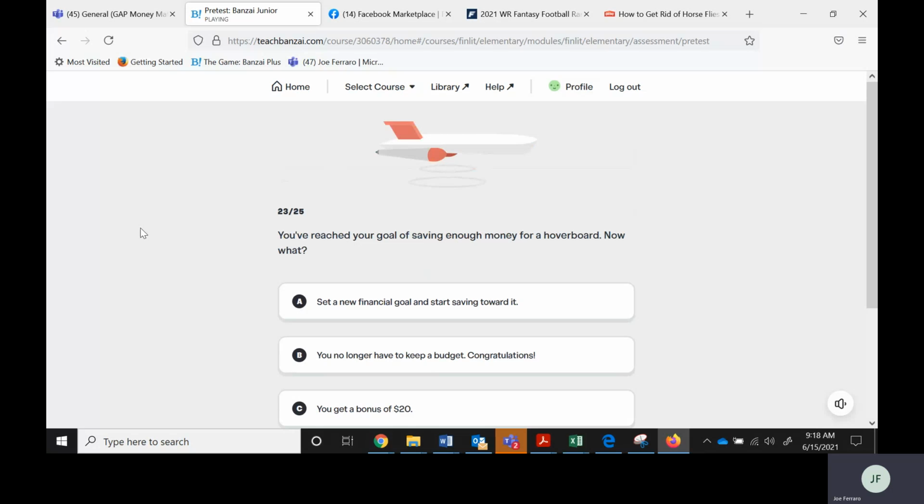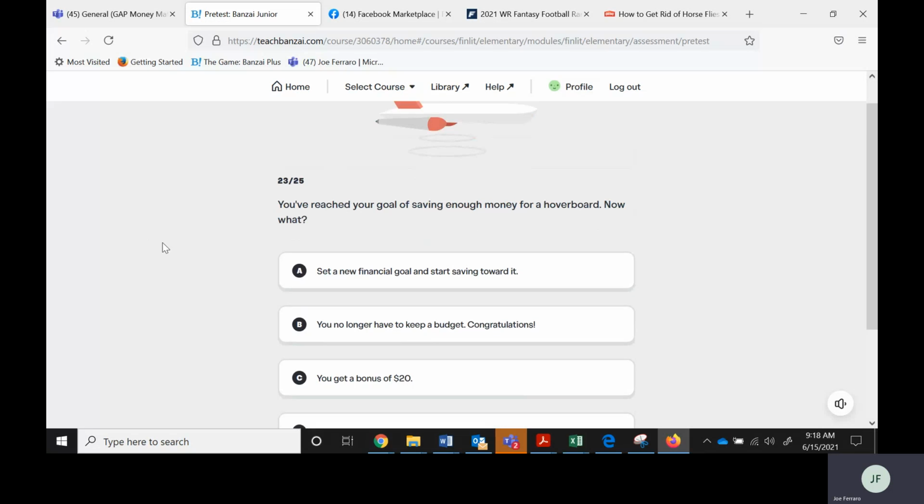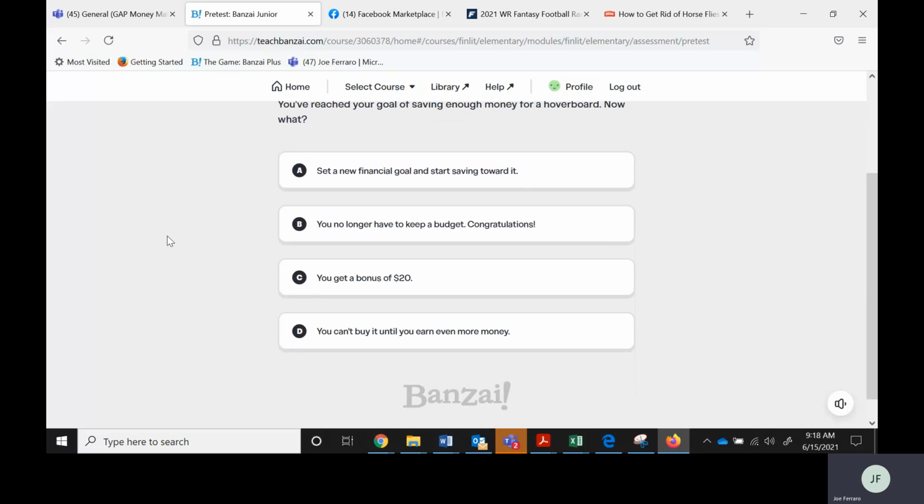Twenty-three, you've reached your goal of saving enough money for a hoverboard. Now what? Set a new financial goal and start saving toward it. You no longer have to keep a budget. Congratulations, you get a bonus of $20. You can't buy it until you earn even more money.